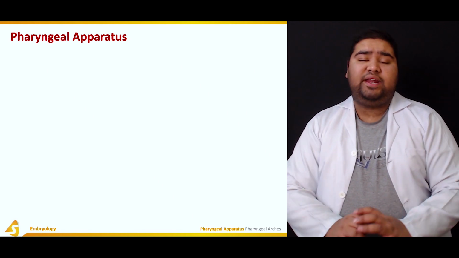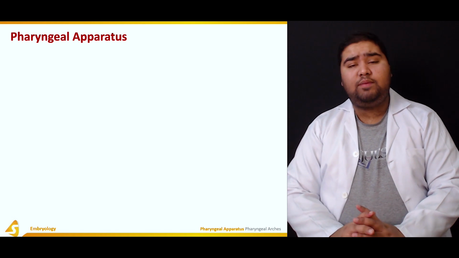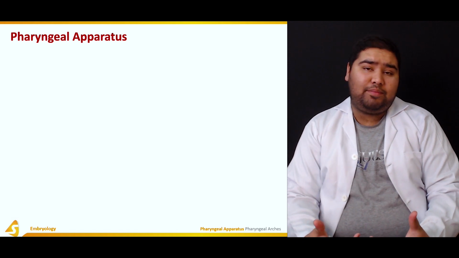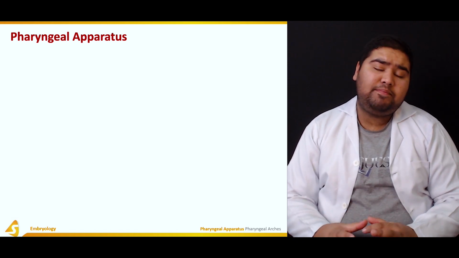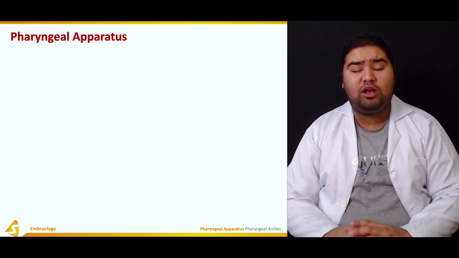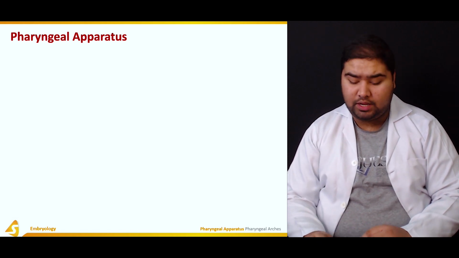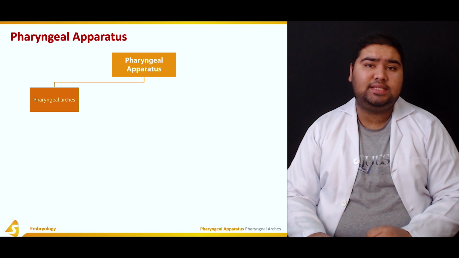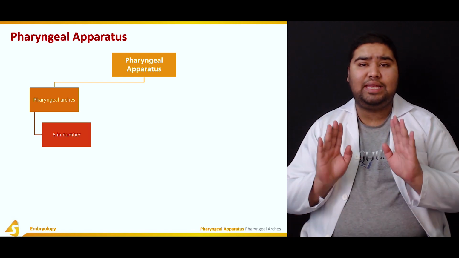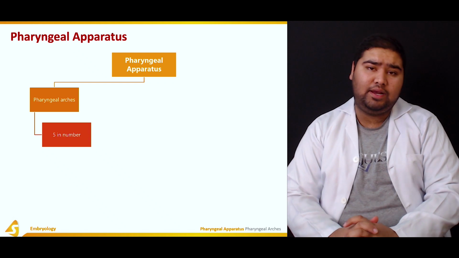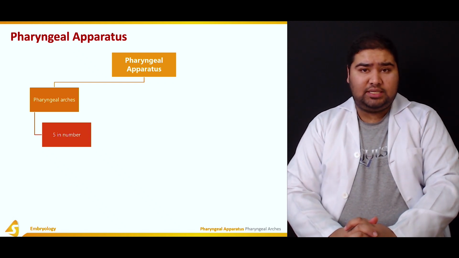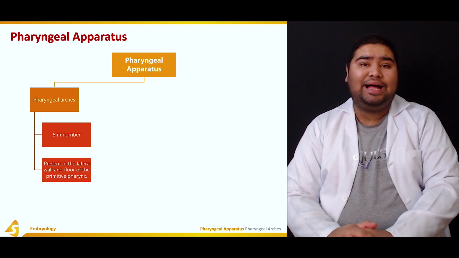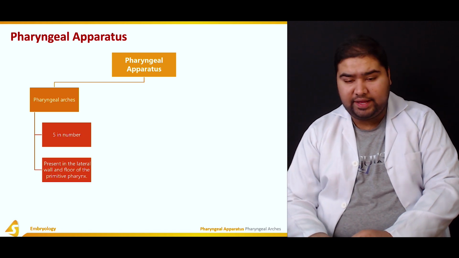Let's see what the pharyngeal arches actually are. So, what is the pharyngeal apparatus? First of all, keep in mind that the embryo is at a developmental stage, so it is not an adult embryo as of yet. These structures are being formed within the area of the pharynx of the developing embryo. The pharyngeal apparatus consists of pharyngeal arches. These are arch-like structures present in the lateral and the ventral walls of the developing embryo. The pharyngeal arches are 5 in number. They are present in the lateral wall and the floor of the primitive pharynx.